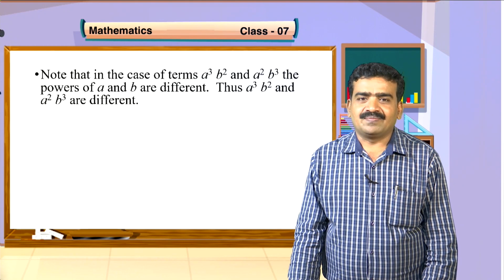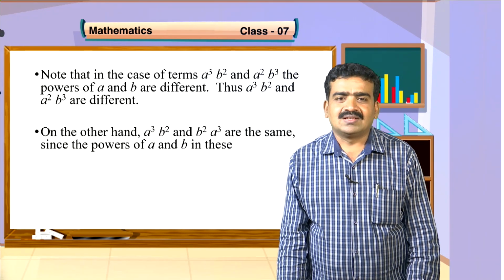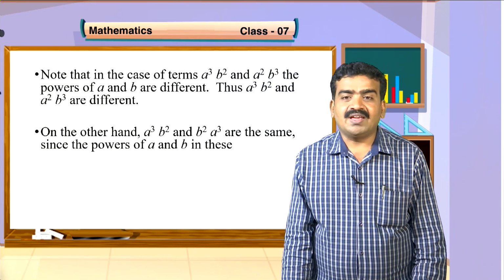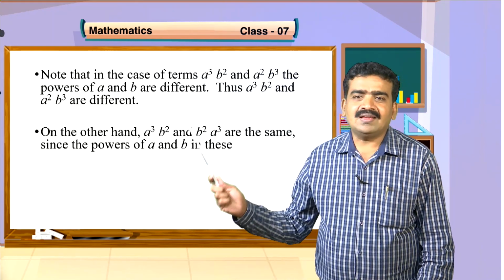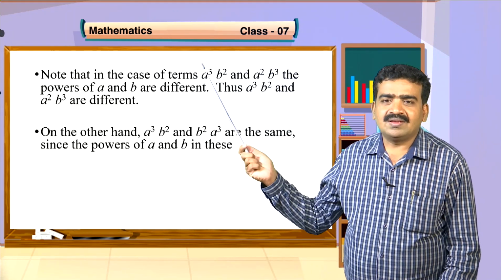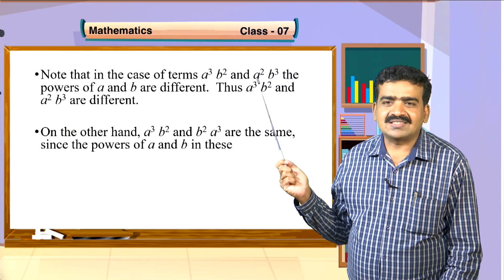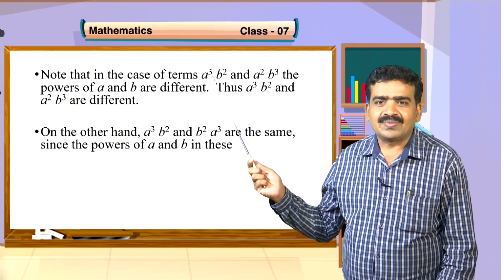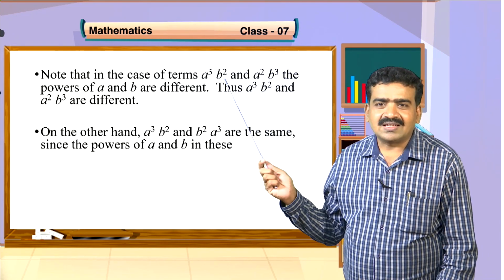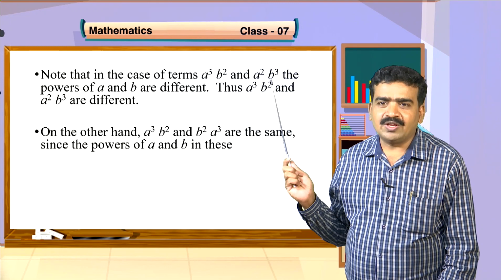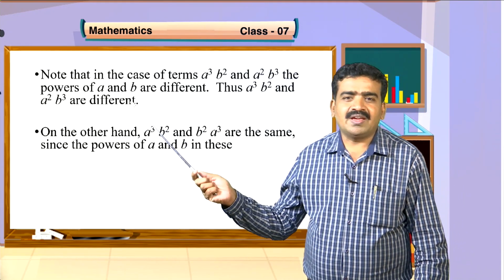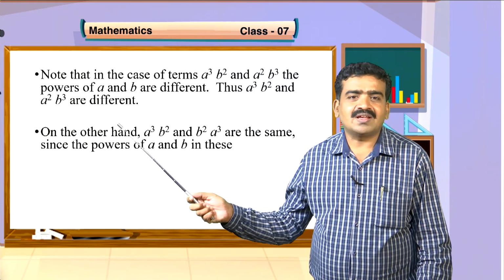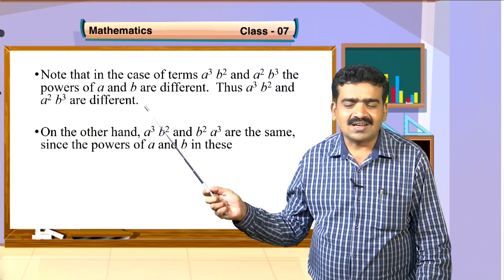So, after expanding all these, what conclusion can we draw? In the case of a cube b square and a square b cube, here a cube is there, here a square is there. Though the bases are the same, the exponents are different. In the case of b square and b cube also, the powers of a and b are different. Thus a cube b square and a square b cube are different.